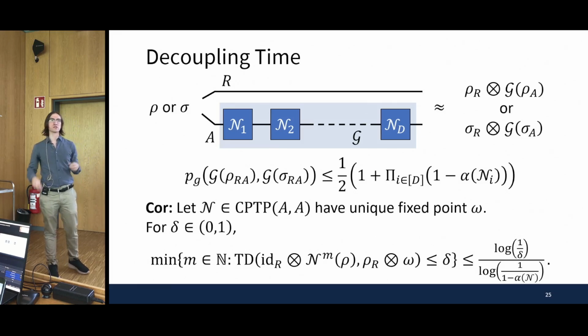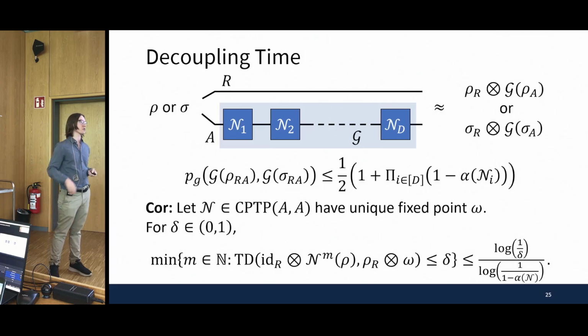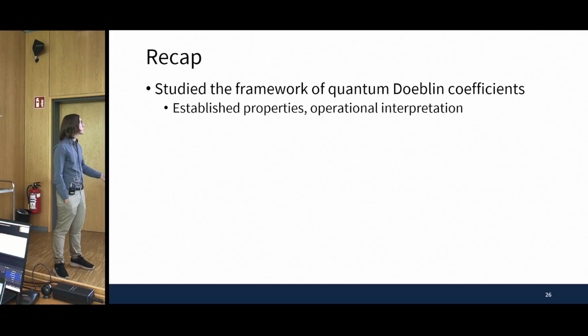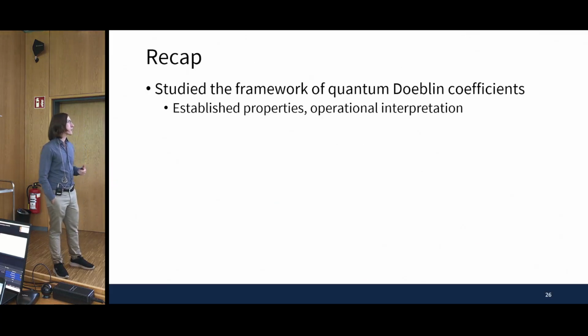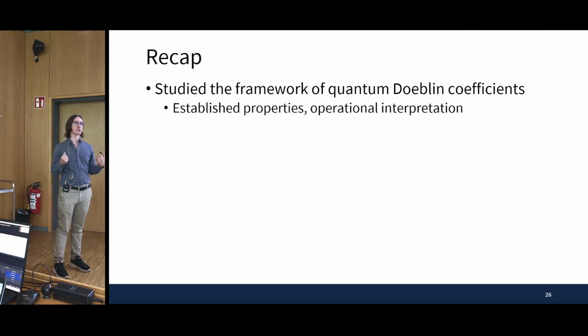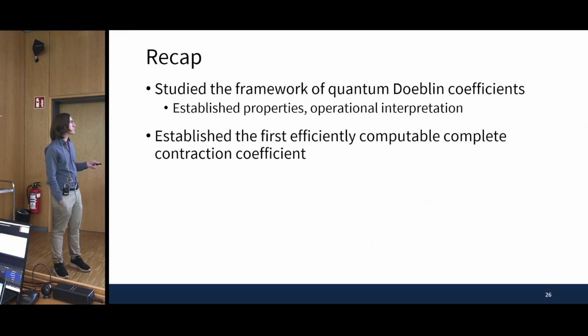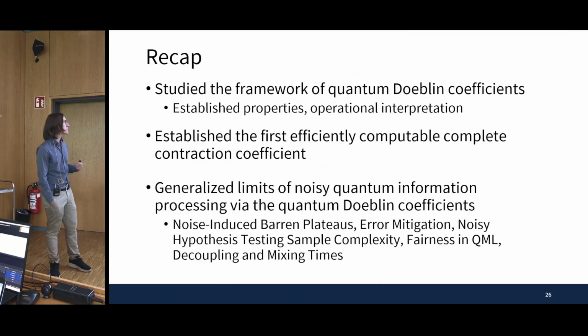So we can think of this as a decoupling time, which generalizes the notion of mixing time. Okay, so just to recap, we started by studying the framework of quantum Doeblin coefficients, where we established properties and operational associations, like this reverse robustness idea, and also this coding argument in terms of noisy state exclusion. Then we established the first efficiently computable complete contraction coefficient, which is what makes this one quantum Doeblin coefficient so special. And then we use this to generalize the limits of noisy quantum information processing via the quantum Doeblin coefficients.